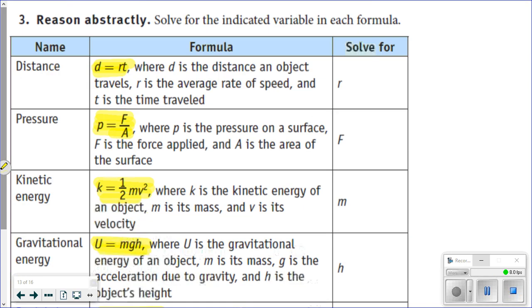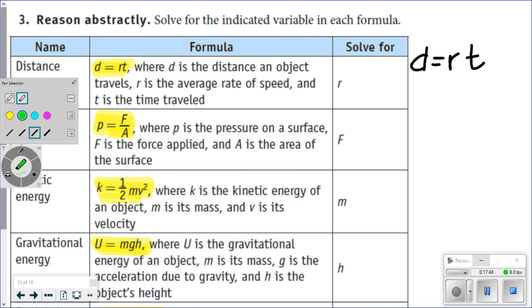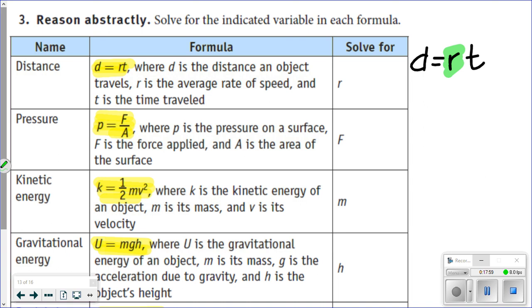And in the last column, it tells us which variable we need to solve for. So if I look at the distance formula, it's D equals RT. And it wants me to solve this formula or this literal equation for R. So be careful. We want to make sure that we're not solving for D or that we're not solving for T. That's why it's really important here to read directions.